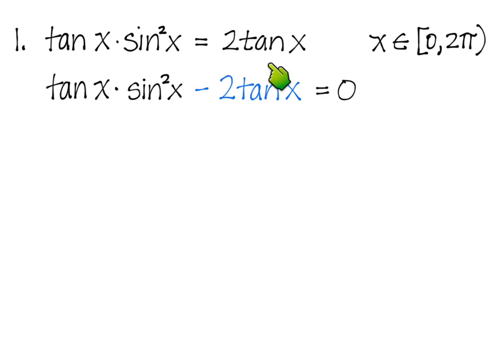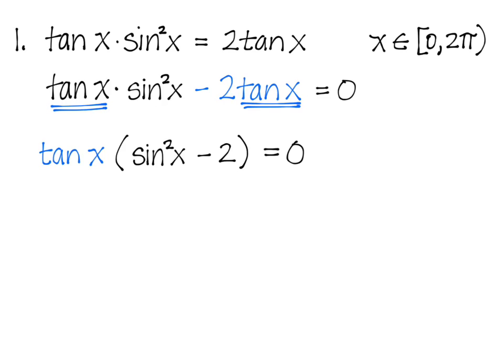Again, you don't want to use division, because tangent of x could be 0, and you might be dividing by 0, which would be a real bad thing to do. We notice that both of these terms have tangent of x, so we factor out the tangent of x. Even though we've got two different functions, the sine function and the tangent function, because we were able to factor one of the functions all the way out, everything's fine.